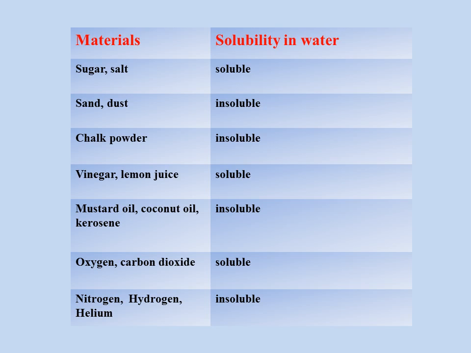So here is a table for the materials and their solubility in water. Sugar and salt are soluble in water. Sand and dust are insoluble in water. Chalk powder is insoluble. Then vinegar and lemon juice are miscible or soluble in water. Mustard oil, coconut oil and kerosene are insoluble or immiscible. Then oxygen and carbon dioxide are soluble. Then nitrogen, hydrogen and helium are insoluble in water.